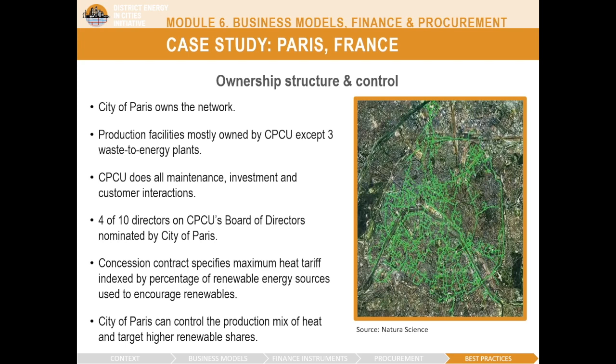Four out of ten directors on CPCU's board of directors are nominated by the City of Paris. The concession contract specifies a maximum heat tariff indexed by the percentage of renewable energy sources used, to encourage renewables. The City of Paris can control the production mix of heat and target higher renewable shares.